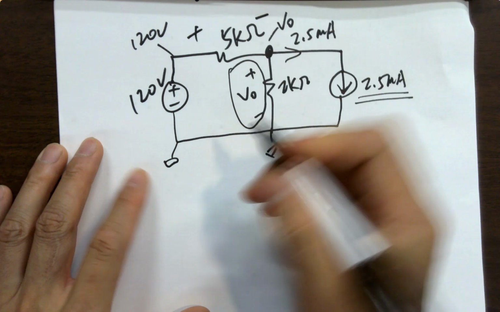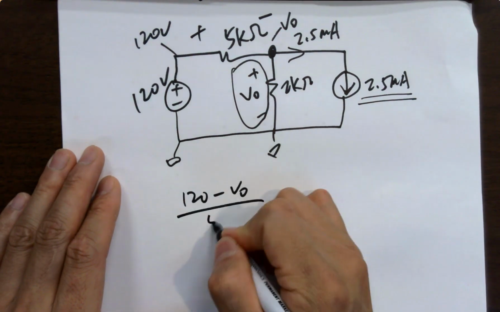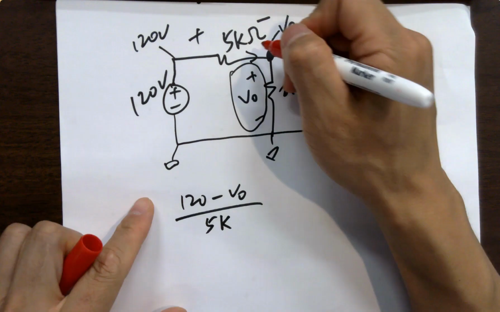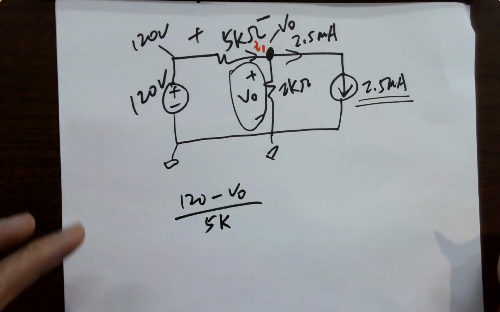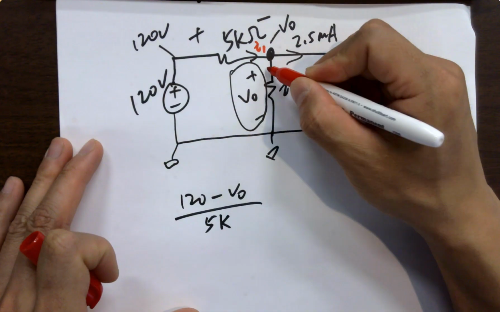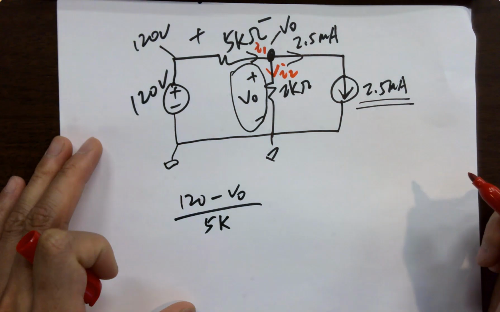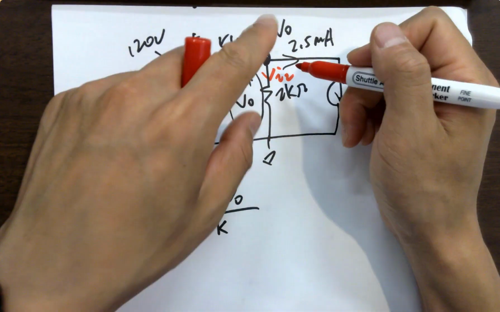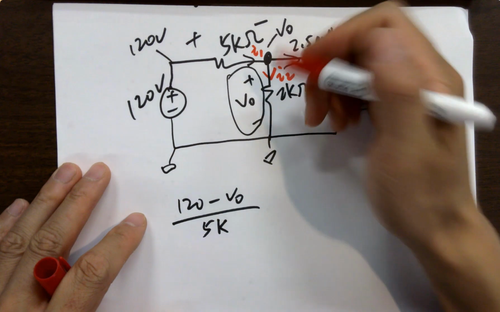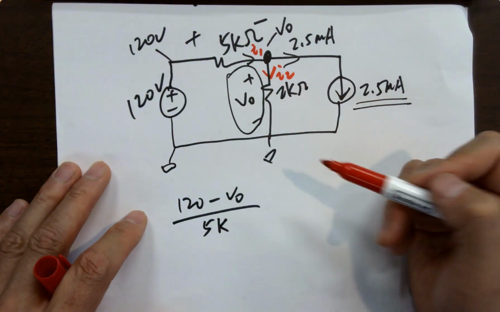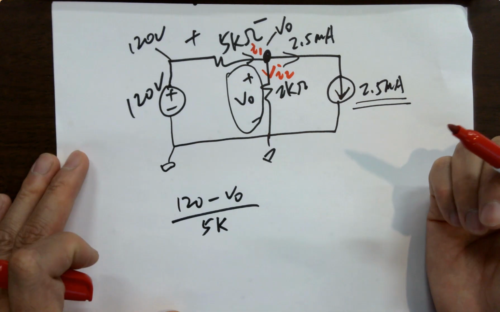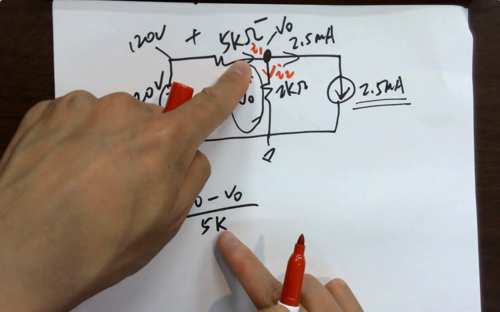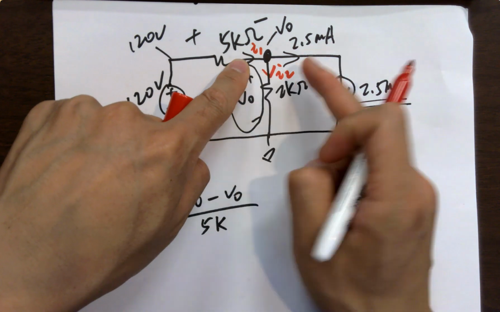If I label it like this, plus minus, it's 120 minus V naught, and over 5k ohms will be the current, according to Ohm's law. That's the current I1, for example. And we label the current of this branch as I2, for example. You can also let the current go up, no problem, but let's just draw it downwards because V out is plus minus. It's the same polarity as the voltage, so it's probably easier. So 120 minus V out is the voltage drop, divided by 5k is the current, which is I1. So I1 going in, I2 going out.